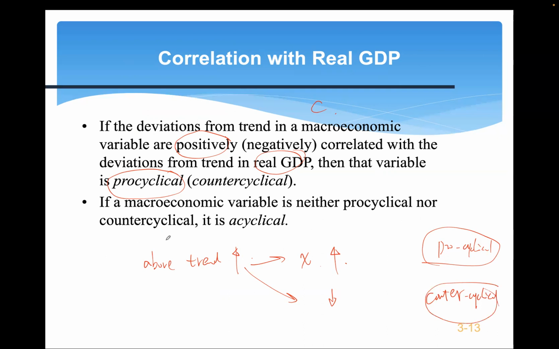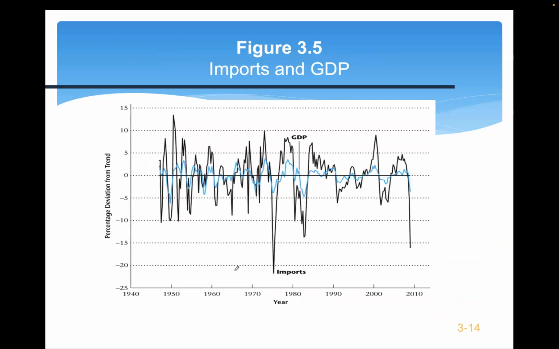And finally, it could be the case that there's a macro variable that's neither pro-cyclical nor counter-cyclical, and we call it acyclical, meaning along the business cycle, there's no clear pattern. Not growing with GDP, not declining with GDP, right? Now let's look at the data one by one. Let's start with import, right?